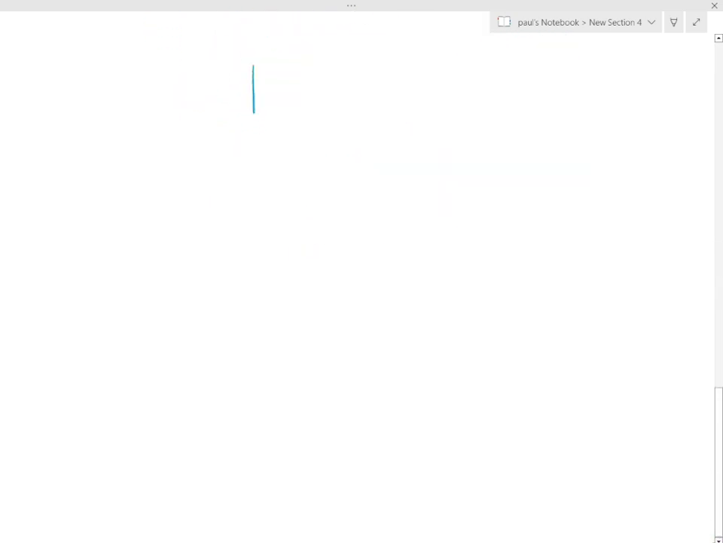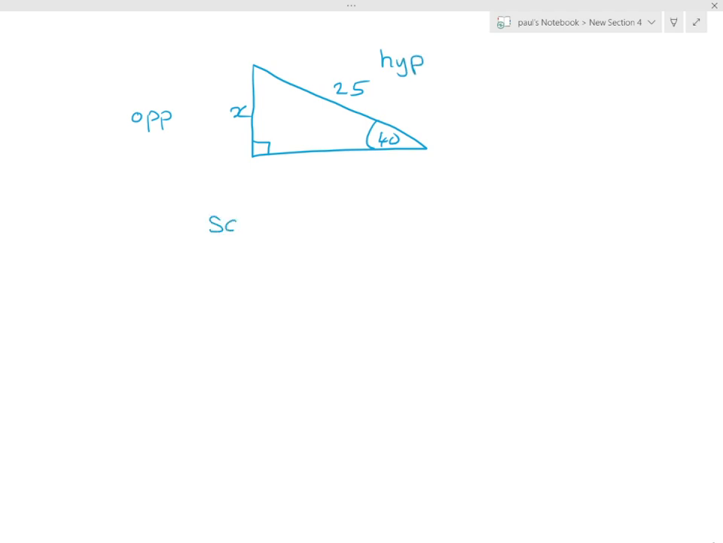I'll try and do an example of every different combination. So we've got 40 degrees there and x over there, and the hypotenuse is 25. So label them up: opposite, hypotenuse. Don't need the adjacent at the moment. So SOH CAH TOA, we need opposite and hypotenuse, which is this one again. So we're not finding the hypotenuse, we're finding the opposite this time. So sine 40 equals the opposite, which is x, divided by the hypotenuse, which is 25.